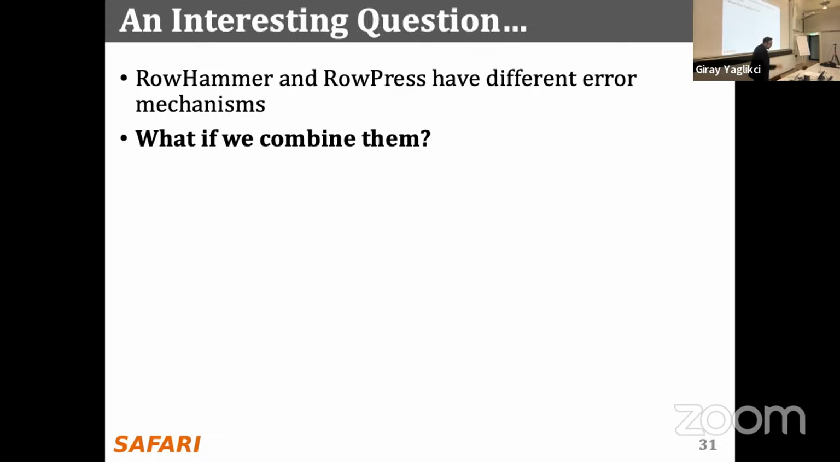Okay, so the interesting question: now we have RowHammer, we have RowPress. What if we combine them? If we craft an access pattern that is partial RowHammer, partial RowPress, can we make the attack even more effective? So we are looking for this kind of question. Do you think it's reasonable? Or maybe before this, I should stop and ask, do you have any questions about RowPress? No? Okay. Any ideas about combining them?